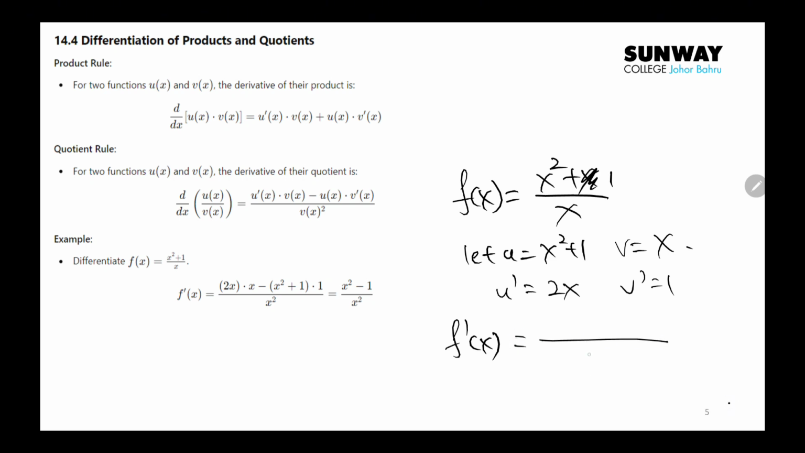So you will have v squared, which is x to the power of 2, then u prime v, 2x multiplied by x, minus u v prime, so x squared plus 1. So eventually you have 2x squared minus (x squared plus 1), divided by x squared. That's the reason why (x squared minus 1) divided by x squared would be the answer for this question.